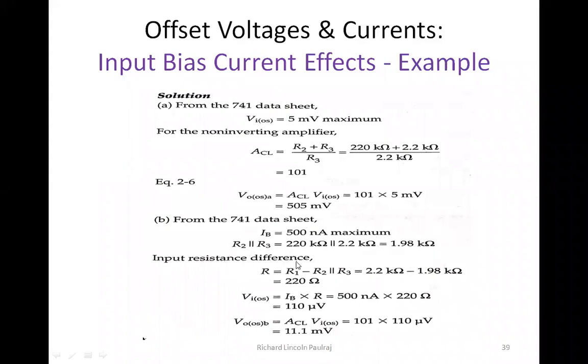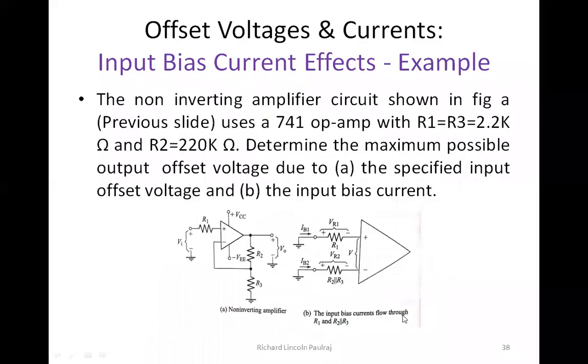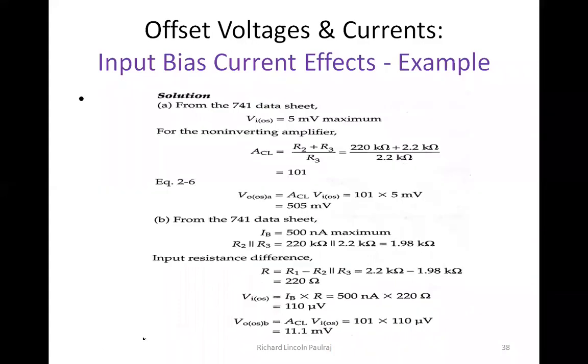Now the input resistance difference. We are trying to find the difference between the input resistances, which is nothing but R1 minus R2 in parallel with R3. Let's go back here. We are trying to find the difference between these two resistances. Ideally they should be the same, but practically it is challenging. R1 is actually 2.2 kilo ohms and this is about 1.98, so we get about 220 ohms of difference.